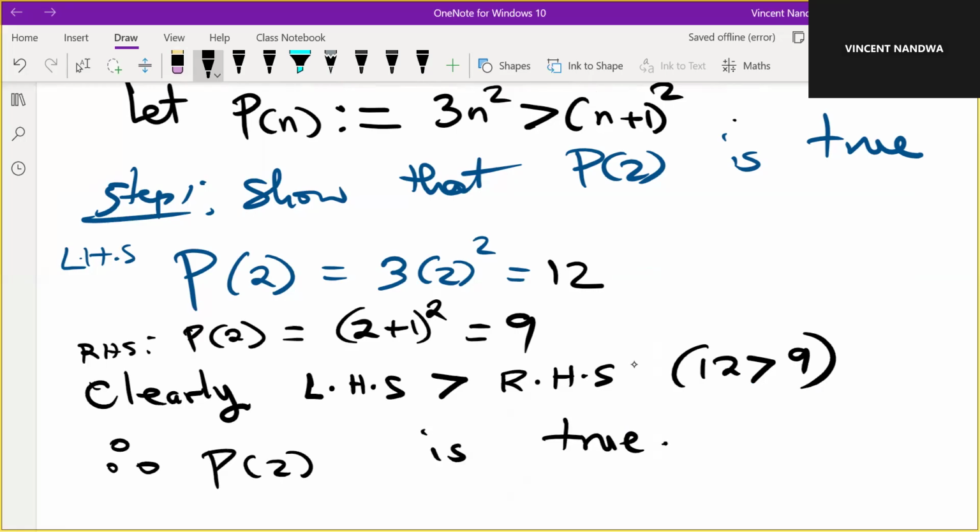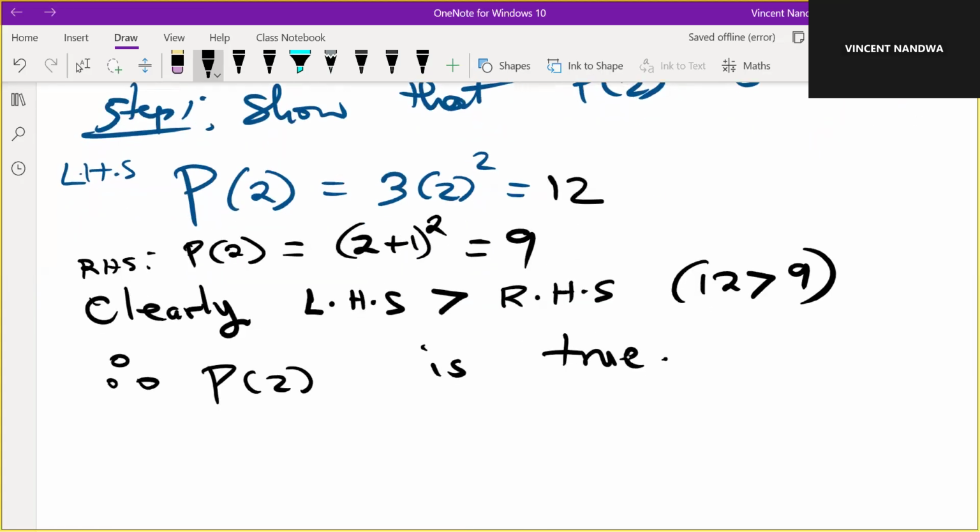So remember, for this problem, it's not like the other problems where we're starting with P of 1. We start with P of 2 because it is a restriction given in the question that the given relation is only true starting from 2 and other integers more than 2. Okay? Yeah. So what follows?